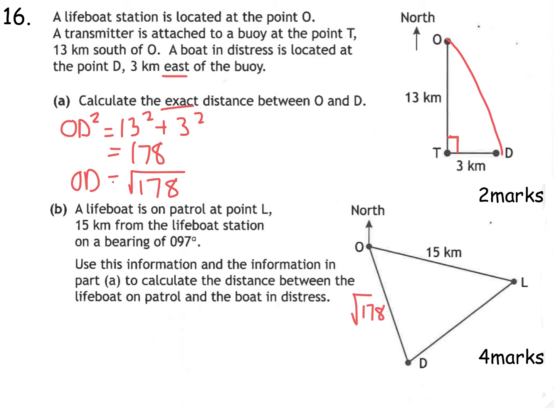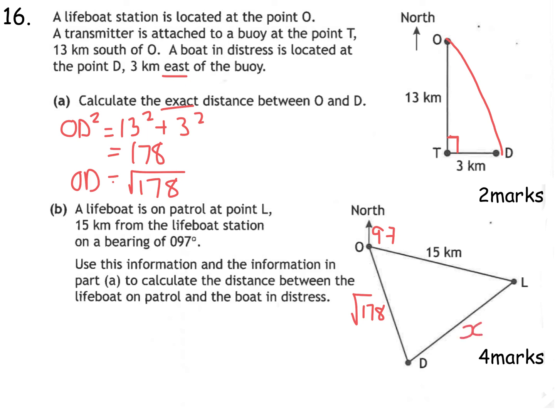We're told a lifeboat is on patrol at point L, 15 kilometres away on a bearing of 97. So that means this angle in here is 97. We have to use this information to calculate the distance between the lifeboat on patrol and the boat in distress. So the boat in distress is point D and the lifeboat is there. So this is what we have to find.